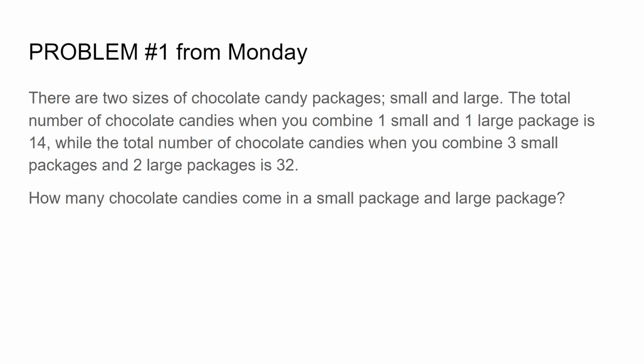So the problem that we looked at Monday was two sizes of chocolate candy packages, a small and a large. The total number of chocolate candies when you combine a small and a large is 14. We don't know how much is in each small and a large, but we know if you combine them, you get 14. The total number, if you have three smalls and two larges, is 32. So can you figure out that puzzle and find out how much is in one small and one large?